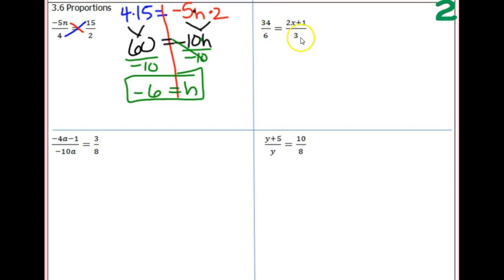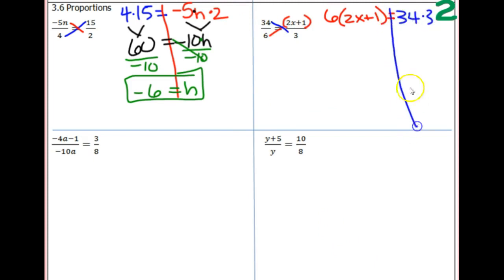Next, this is where it becomes a little bit more difficult. When we cross multiply, remember this has addition or subtraction that has to stay together. So we have 6 times 2x plus 1. And on the other side, we have 34 times 3. Well, 34 times 3, that would be easier to do, I think. That will give us 102.